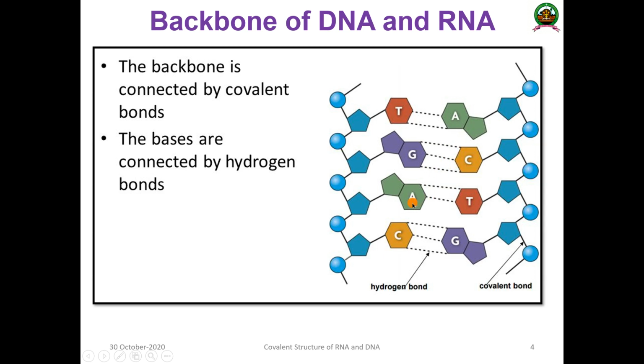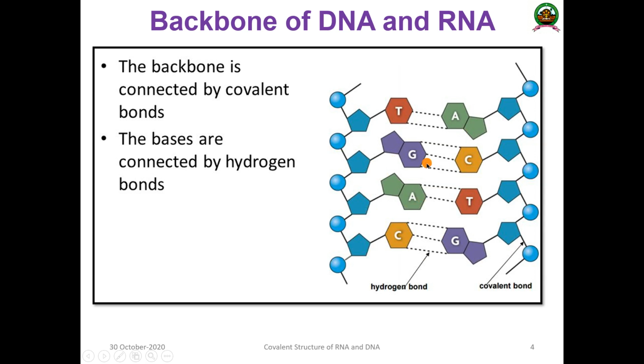Here you can see adenine and thymine, thymine and adenine, 2 hydrogen bonds. This is cytosine and guanine, 3 hydrogen bonds, just opposite to this. These are bases, and the bases are connected by hydrogen bonds. So this is the backbone structure of DNA.